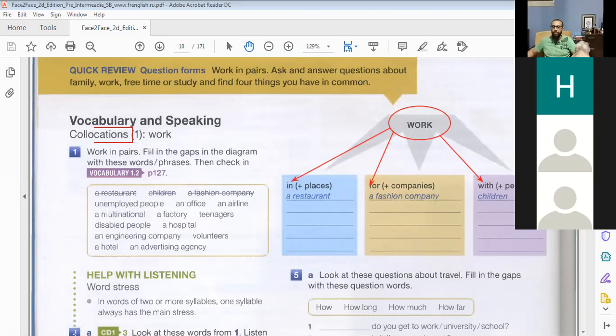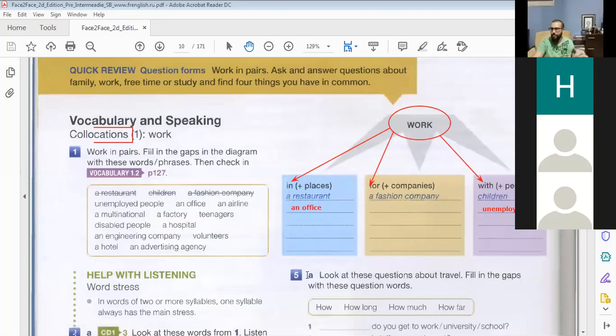We want to group these words, put them in the right category. So let's start with the first one. Unemployed people, where do you think it goes? With people. Right. So it's best to say work with unemployed people. Okay, what about an office? Where do you think this goes? In. In an office. Yes. Why do you want to use in? Because it's a place. Correct. That's right. What about an airline?